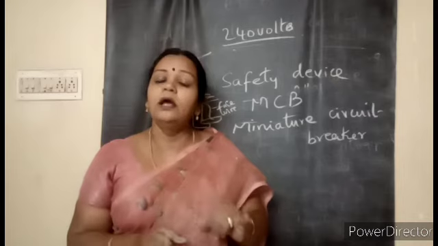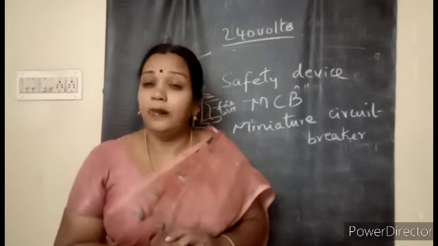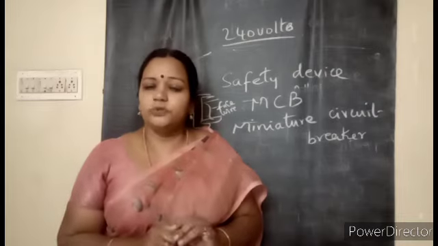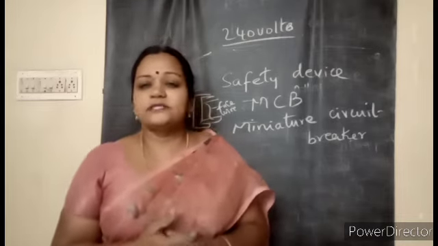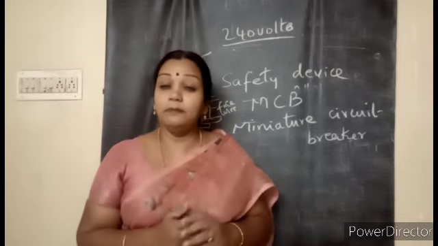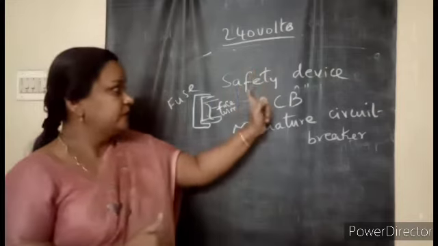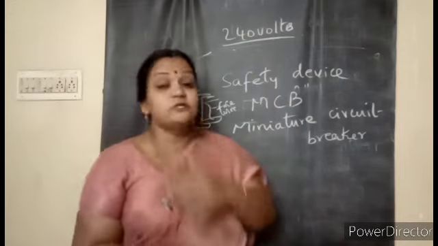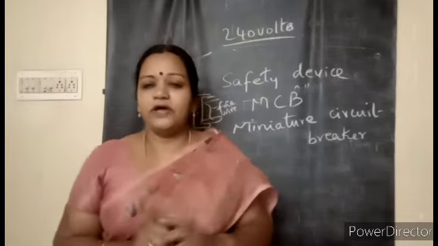That is one reason, and also to avoid the fire accident. That will be a very dangerous situation, due to the electrical energy. If a fire accident occurs, it will be irreplaceable. That is why the safety devices called fuse and MCBs help us to protect the appliances and save us from fire accidents.